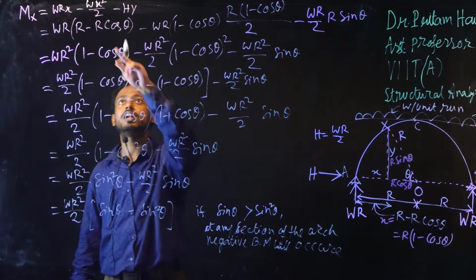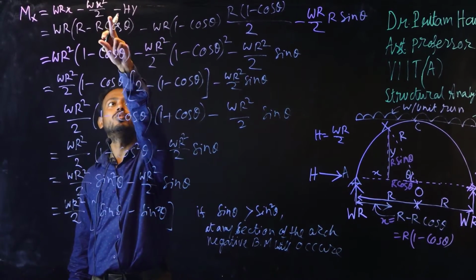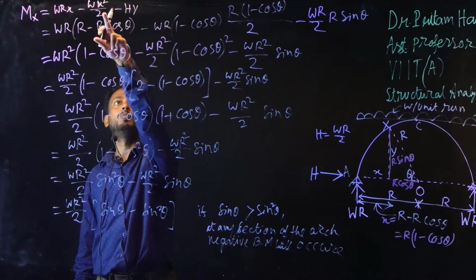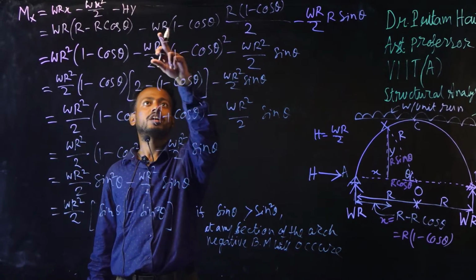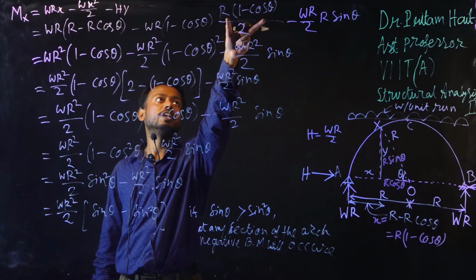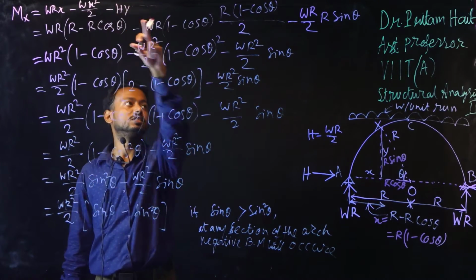Here it is x square, so I can write it W into R into 1 minus cos theta, whole square, divided by this 2, minus H.